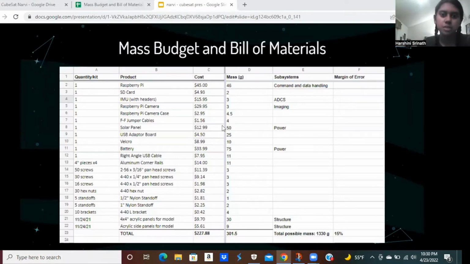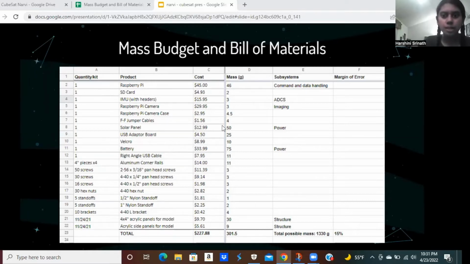Mass budget and bill of materials. The products used to build our CubeSat were a Raspberry Pi, SD card, an IMU, a Raspberry Pi camera, etc. We used 22 items, and in total, this ended up costing $227.88. The total mass of all these products was 301.5 grams. The total possible mass of a CubeSat is 1,330 grams. Even with a 15% margin of error, our CubeSat mass would still be underneath this threshold.